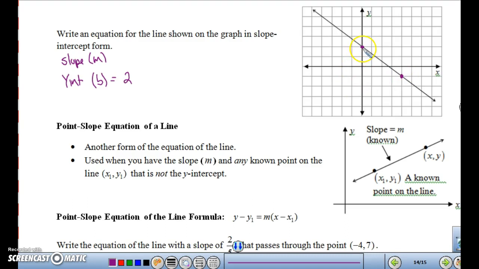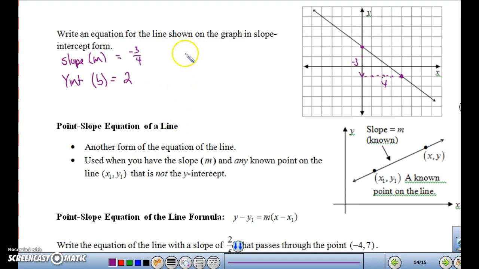All right, how do I get from this point to this point? Well, I have to go up or down. I actually have to go down. 1, 2, 3. So that's going to be -3. And then I have to go to the right. 1, 2, 3, 4. So my slope here is going to be -3/4.